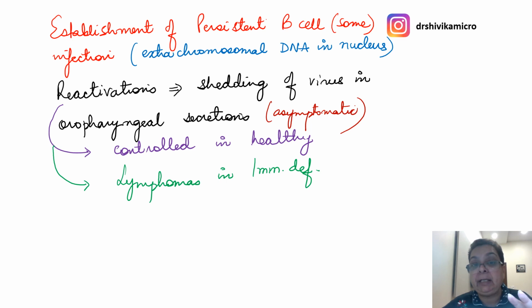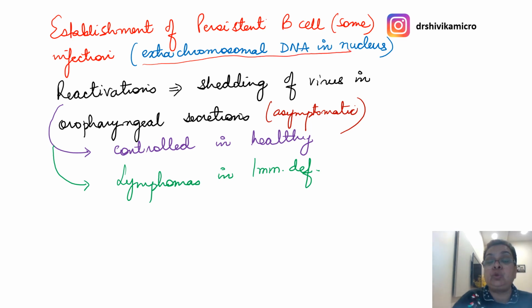So it becomes a persistent infection. And the EBV DNA circularizes in the nucleus and exists as an extrachromosomal DNA in the host cell nucleus. Now, once it has become latent, it can reactivate. So many herpes viruses have the ability to reactivate. These reactivations are associated with the shedding of the virus in the oropharyngeal secretions and the saliva. And generally, these reactivations are asymptomatic, but the patient is infectious to others.